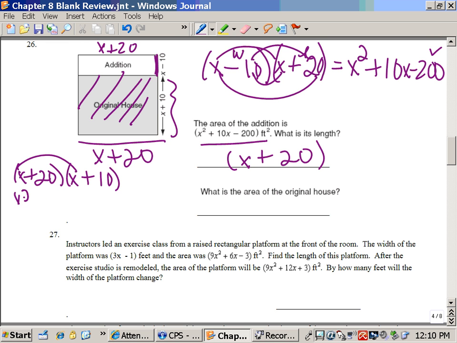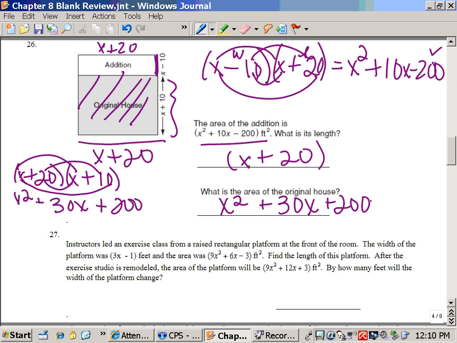X times x is x squared. 20 times x is 20x. 10 times x is 10x. That adds together to give me 30x. And 20 times 10 is 200. So the area of the original house is x squared plus 30x plus 200.